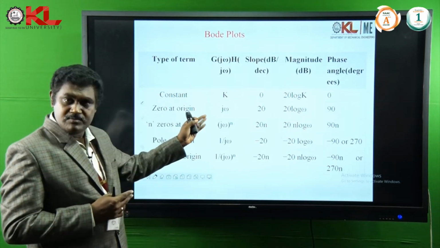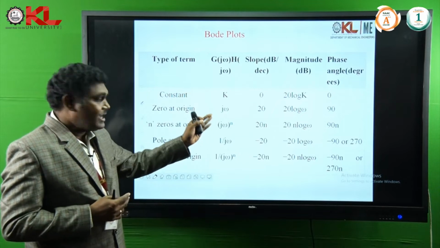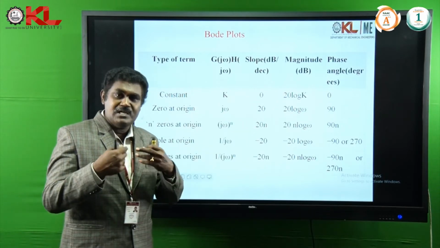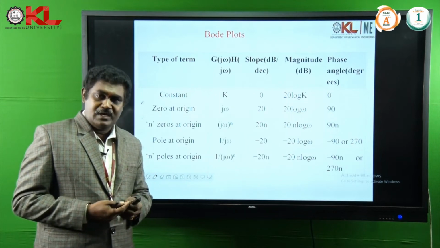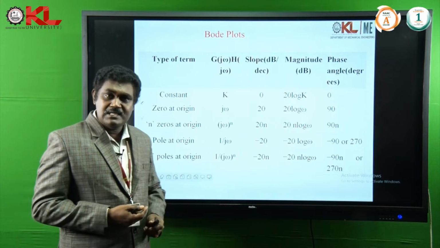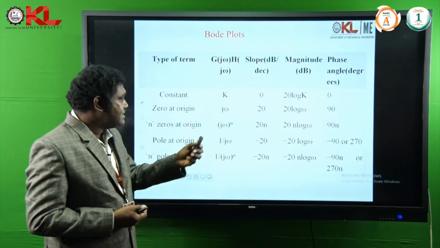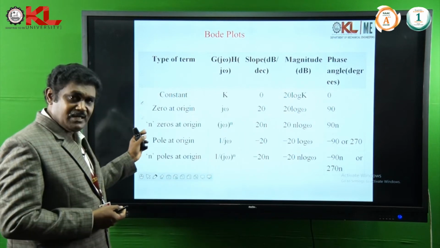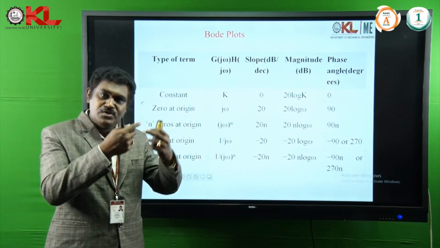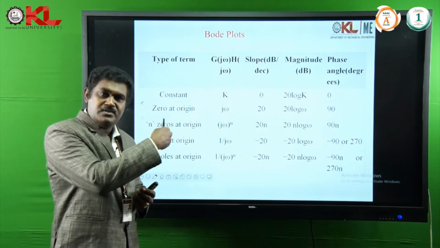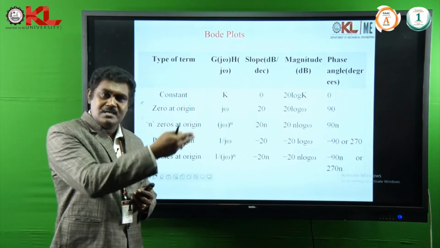So, 20 decibels per decade is the slope, and the magnitude is 20 log omega. At different frequencies we are going to find out the magnitude value, and the phase angle is 90 degrees. Now, similarly, for the nth power of zeros at origin, simply these values you can multiply n times.